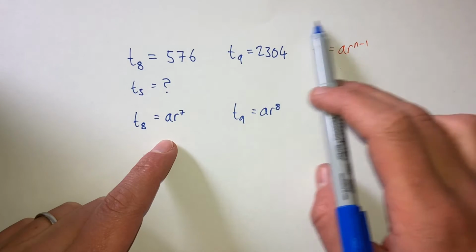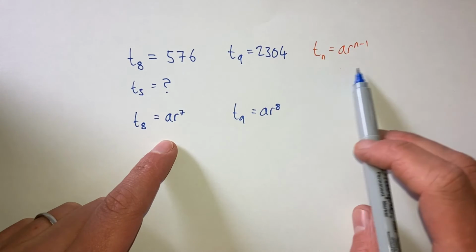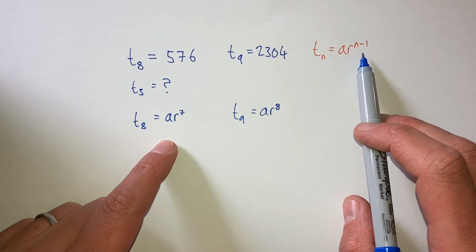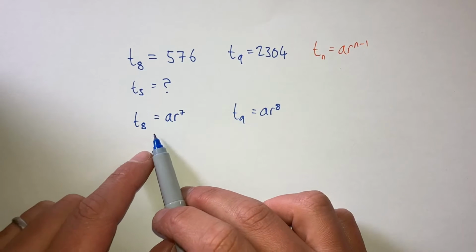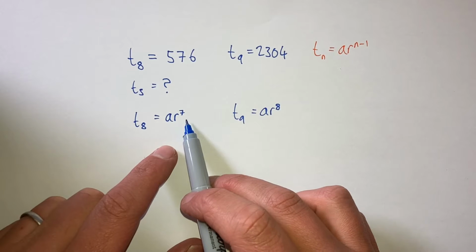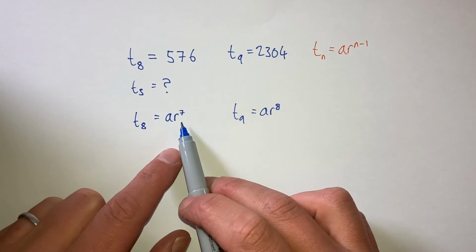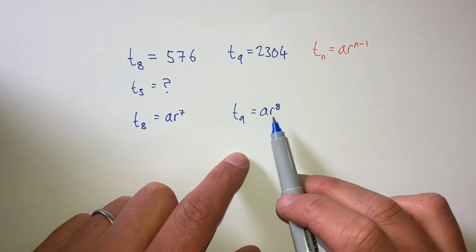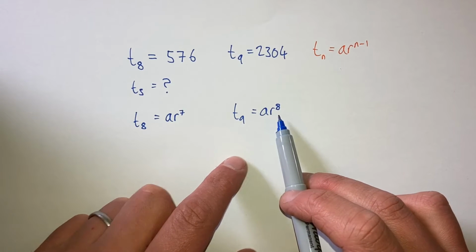We know the nth term of a geometric sequence is given by ar to the n minus 1. So the eighth term is ar to the 7, that's 8 minus 1, and the ninth term is ar to the 8, which is 9 minus 1.